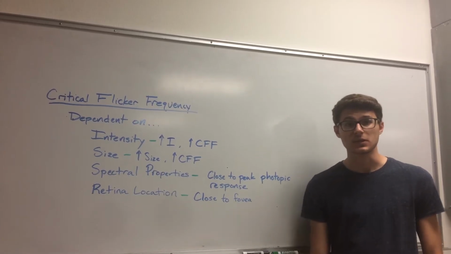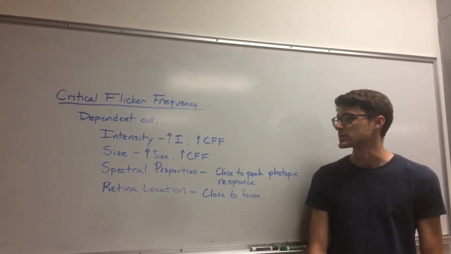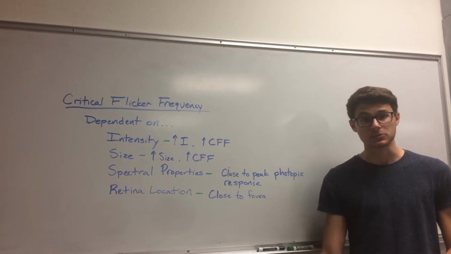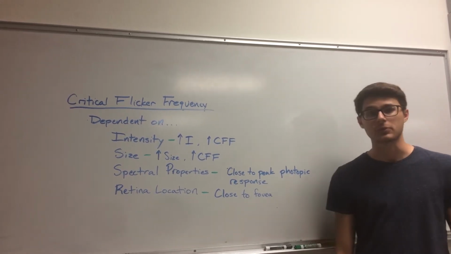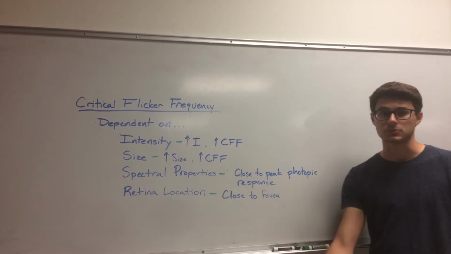There is also a frequency at which the eye can no longer detect any flickering, which is known as the critical flicker frequency. This is dependent on a number of factors, notably intensity, size, the spectral properties of the image, and where on the retina the image hits. In this lab, we're focusing specifically on the spectral properties.